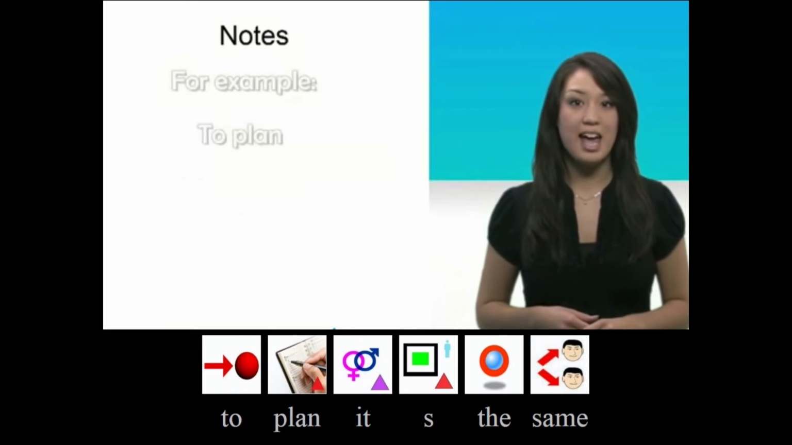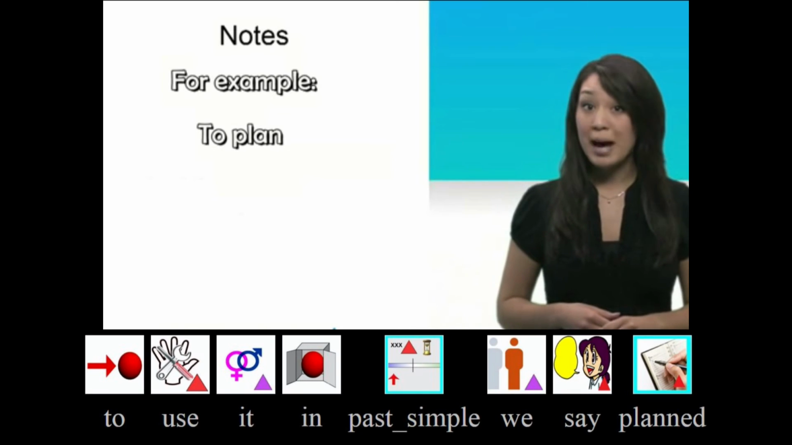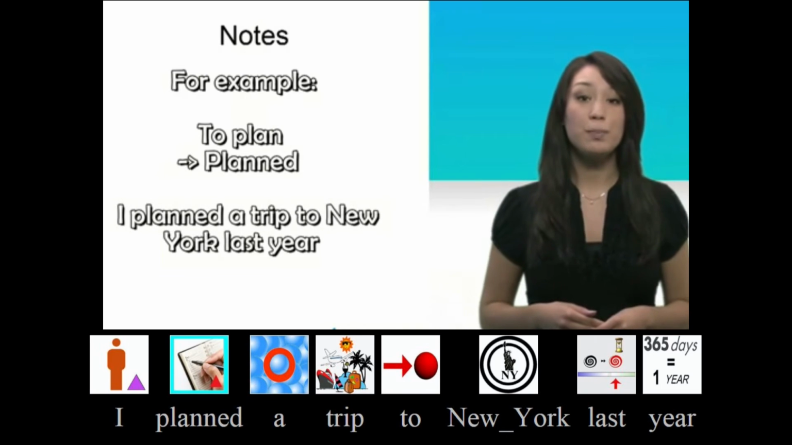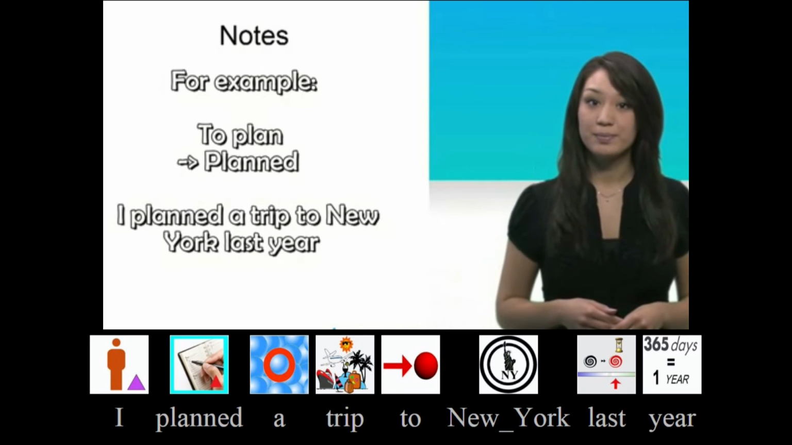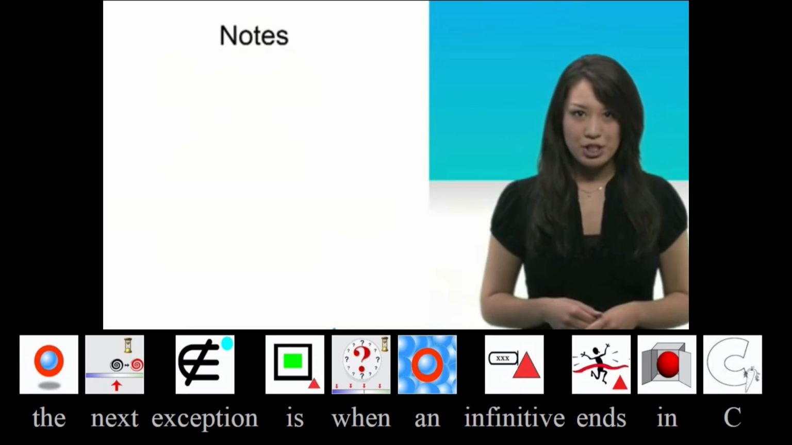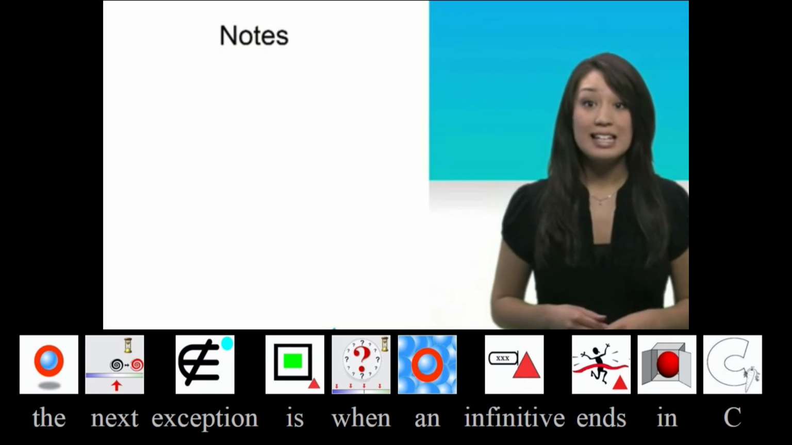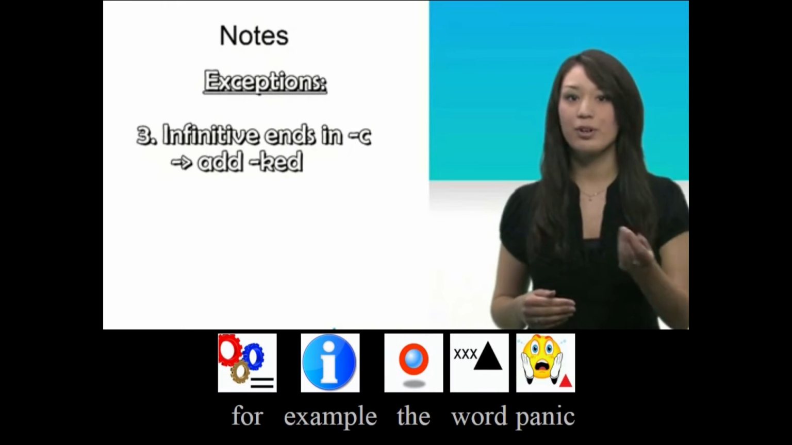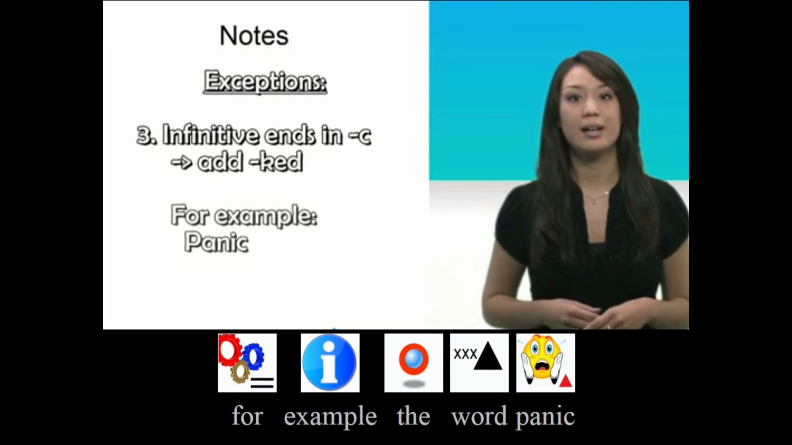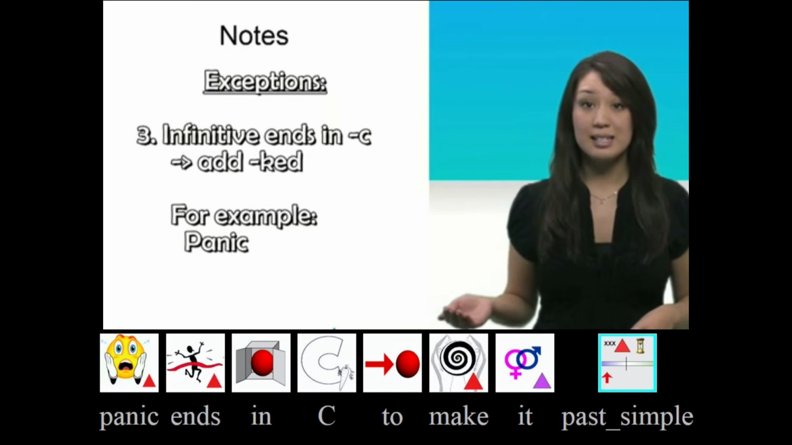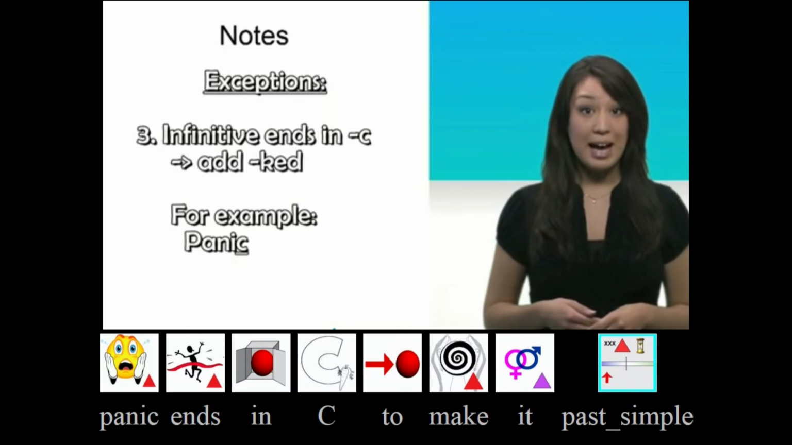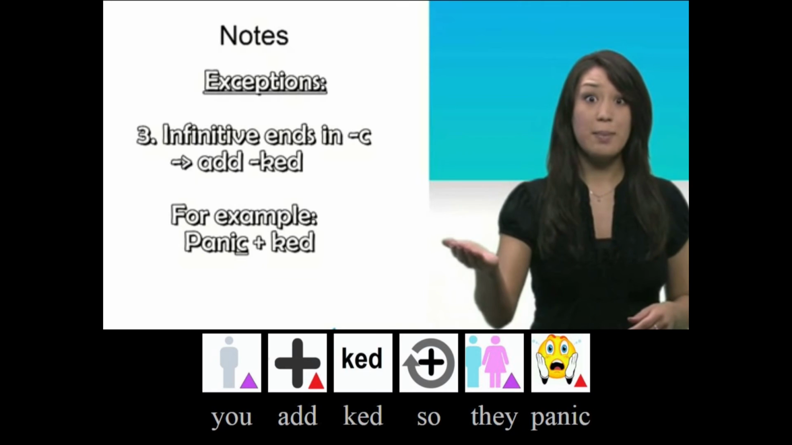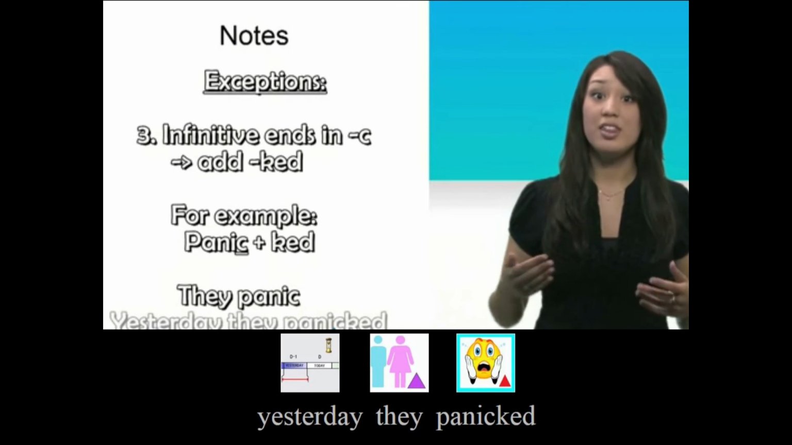To plan is the same. To use it in past simple, we say planned. I planned a trip to New York last year. The next exception is when an infinitive ends in c. In this case, you add ked. For example, the word panic. Panic ends in c. To make it past simple, you add ked. So, they panic. Yesterday, they panicked.